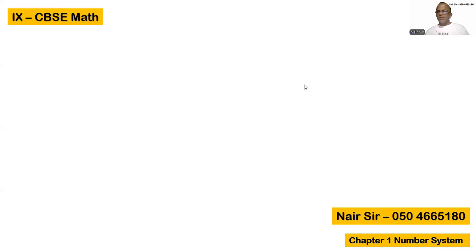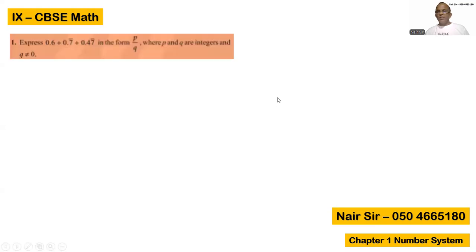This is your answer, and we are solving number system exemplar question number 1. We're being given: express 0.6 plus 0.7 bar plus 0.47 bar in the form of p upon q. Now, if you notice one thing, I've got 0.6, straight and simple. I can very well write this as 6 upon 10. This is the first thing.